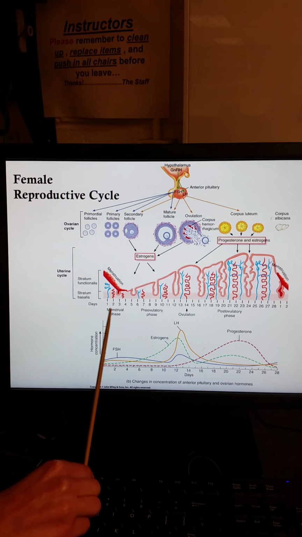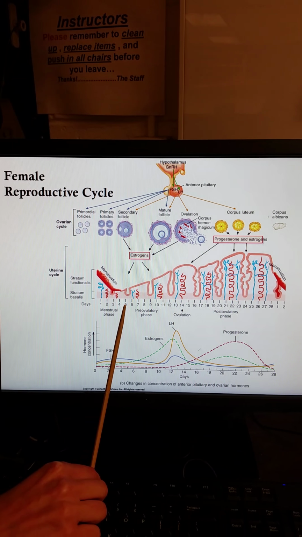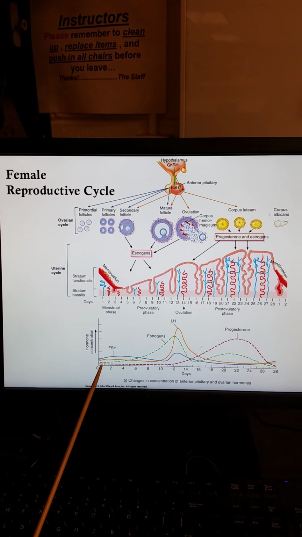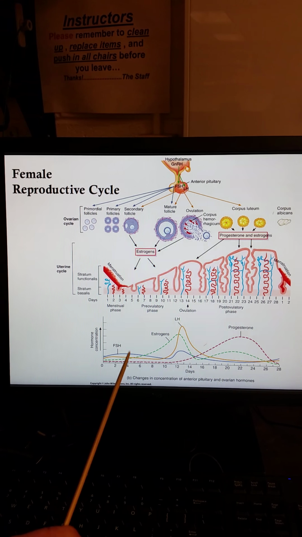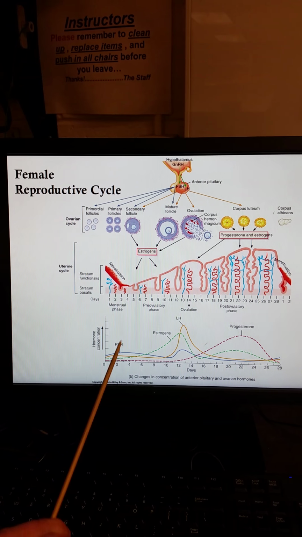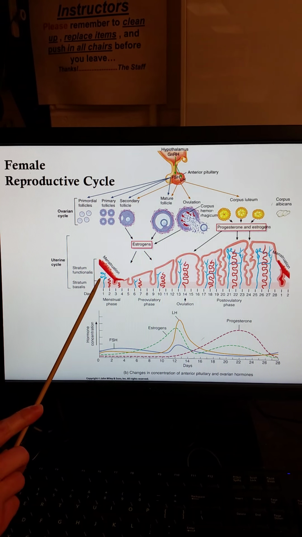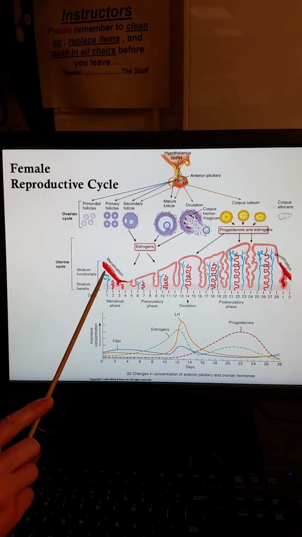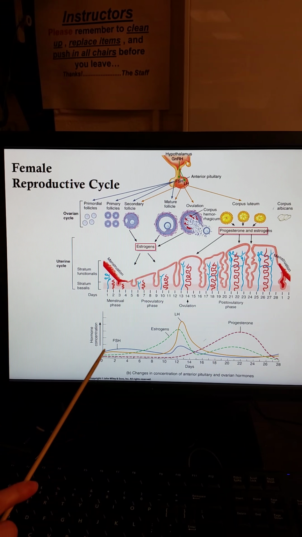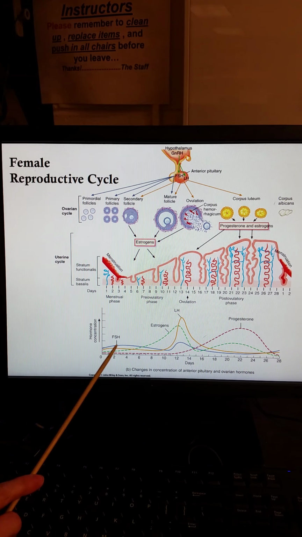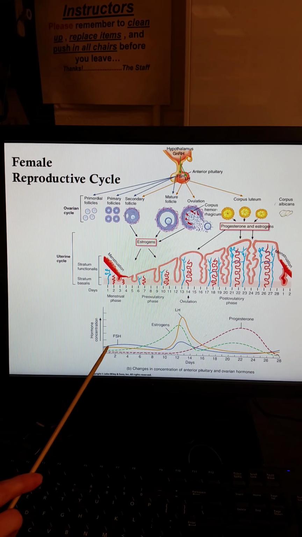So the first phase is the menstrual phase. That's about days 1 through 5. If you look down here, you can see that estrogen and progesterone levels are low. Without estrogen and progesterone, the functional layer of the endometrium sloughs off here. See, it gets much thinner. With low estrogen and progesterone, FSH levels here start to rise.